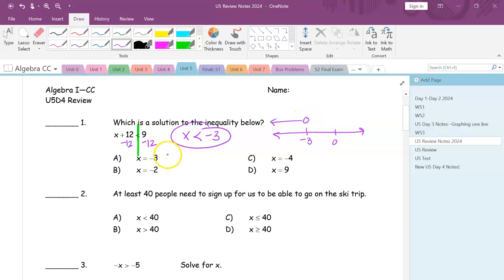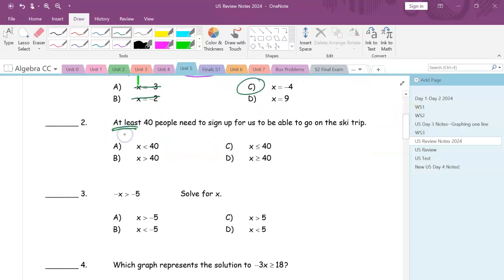Now let's look at the options. -3 is not going to work because this is an open dot. -2 is here, so it's not this one either. 9 would be all the way over here, but it's -4 that would actually be a solution because it's the only one that's less than -3.